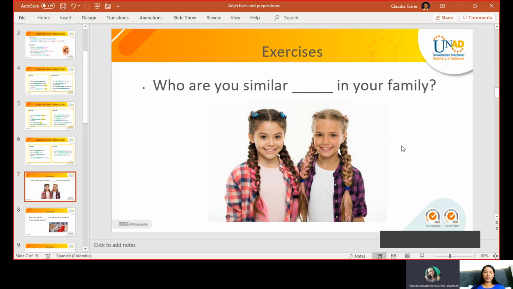Julissa, tell me your answer. I'm similar to my mom because I have curly hair and my mom too. But also I am similar to my dad. For example, in the character, I'm more strict and sometimes impatient, and I'm similar to my dad in that situation. Okay, wonderful. Yeah, that's great.